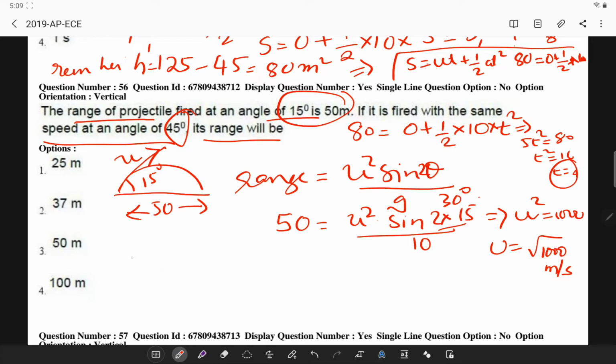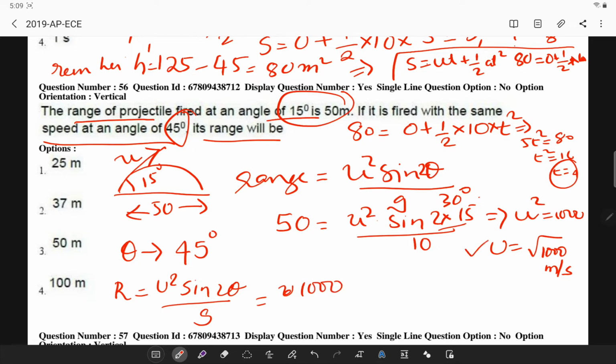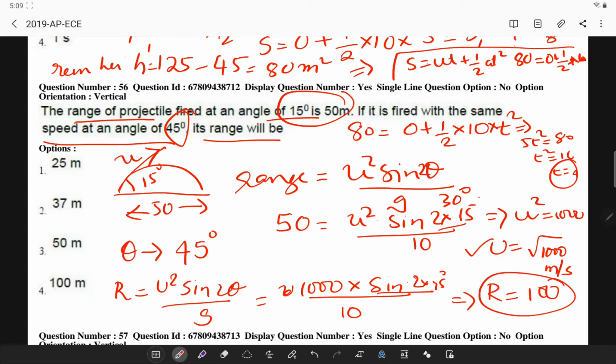Now he has asked to increase the theta value to 45 degrees. Now same, the range formula R is u square sin 2 theta by g, or I can write u square is 1000 as we calculated in the earlier step into sin of 2 into 45, which is sin 90, divided by the g value 10. So I will be left with the range as 100 meters.